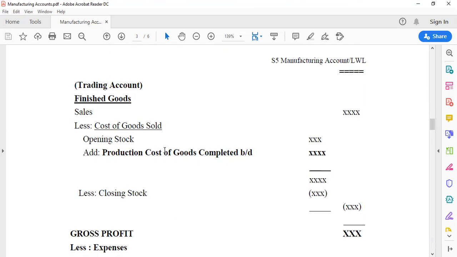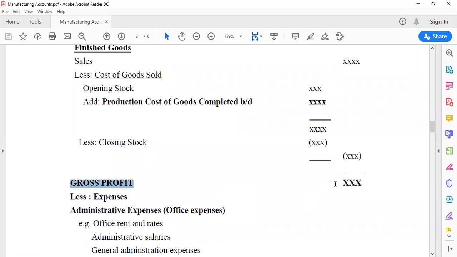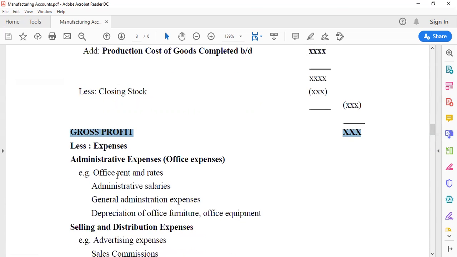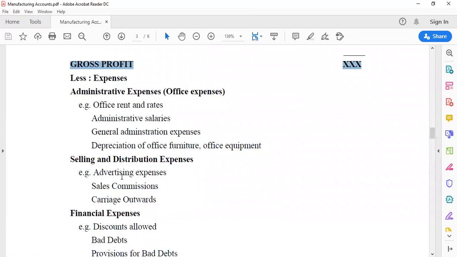So the trading account shall show the gross profit, which is equal to the sales minus the cost of sales, where the cost of sales is equal to the opening stock plus production cost minus the closing stock. That is the closing stock of finished goods. The stock of finished goods. And then you get the closing stock, you deduct from sales, it will give you the gross profit.